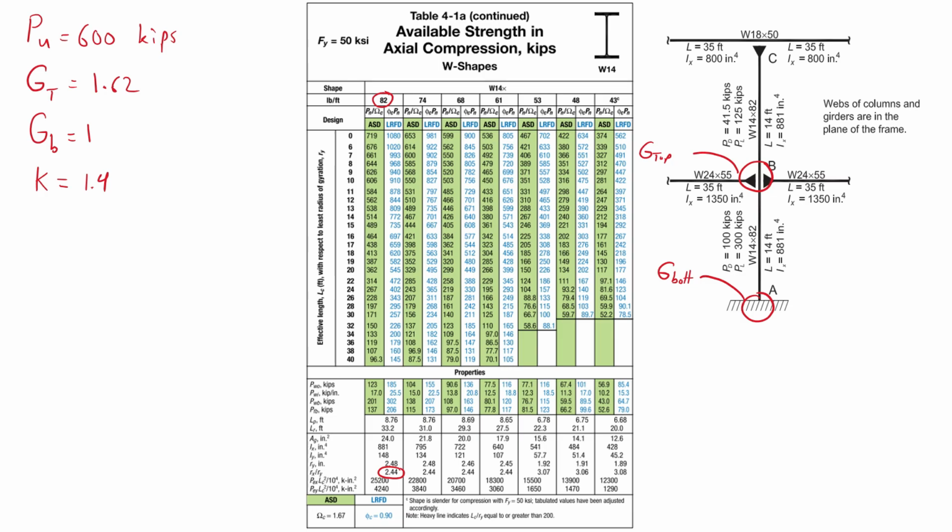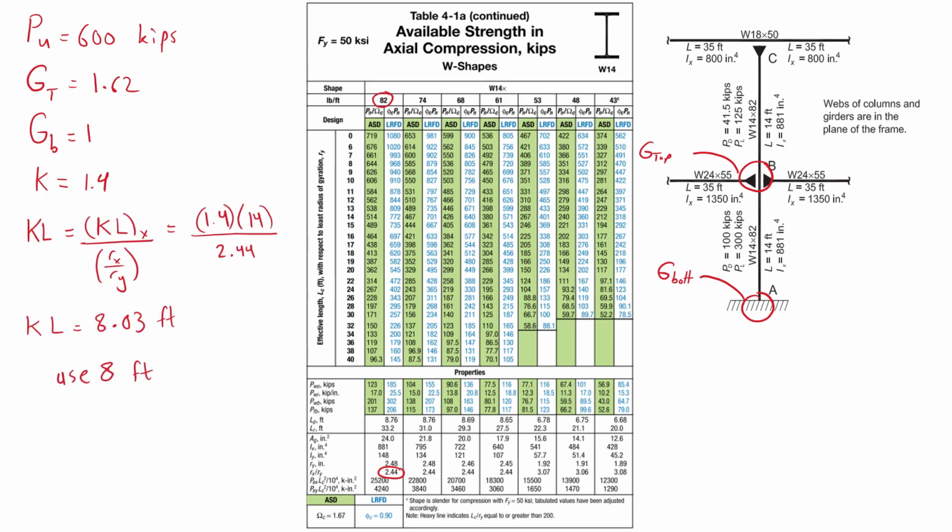Again, we convert KLx to KLy and extract the compressive strength from the table, which ends up being 968 kips, which is larger than 600 kips, and thus column AB is also adequate.